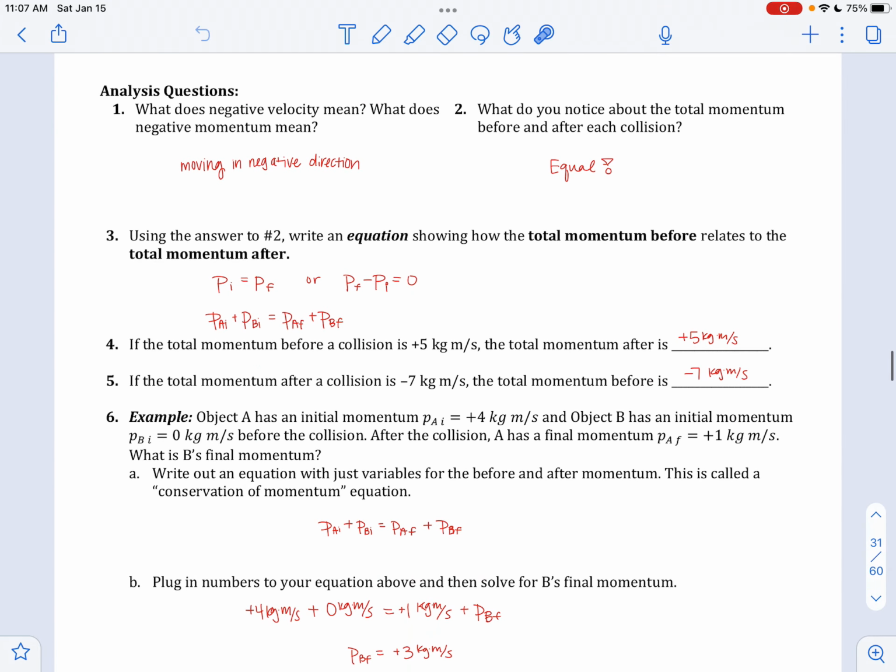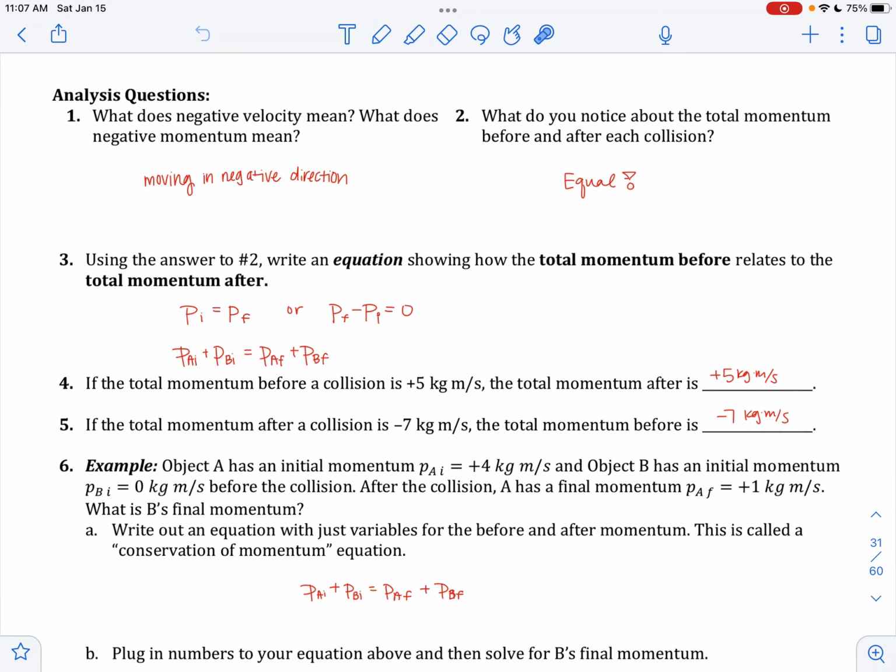So for the analysis questions, you should have this done as well, and I'm going to go through the answers. Number one is just reminding us that negative velocity means direction, and in our case, we're going to say that's to the left. And momentum means the direction points to the left as well, and the velocity points to the left. It's moving to the left. And you should notice that the total momentum is equal, like we just went over.